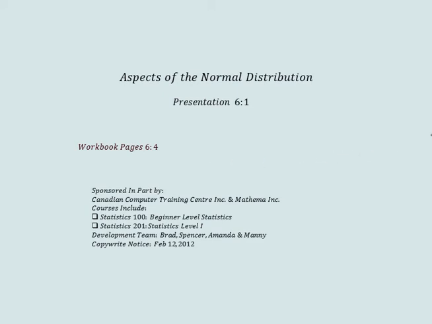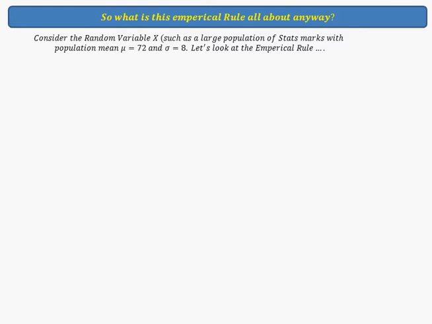Hello and welcome back. This is presentation 6.1, Aspects of the Normal Distribution, and this is part of a multi-part series in statistics. And we're going to review the empirical rule and statements about what it effectively says.